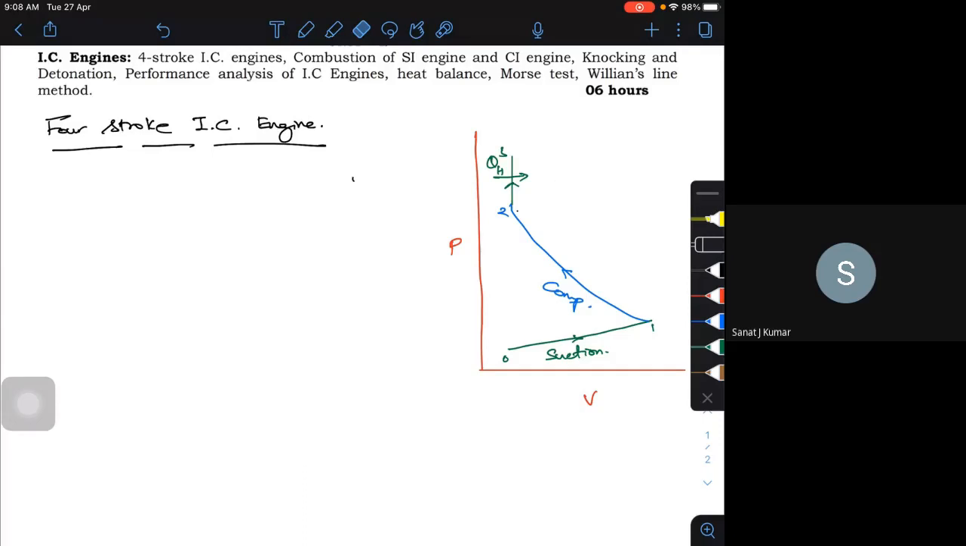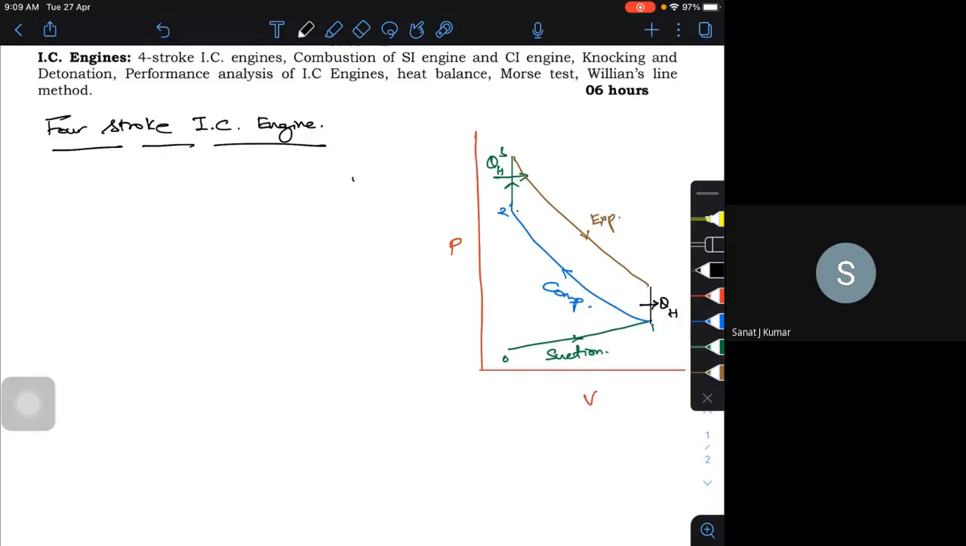Once you have this compression and heat addition process, I need to expand it. What will happen? The burnt gases will try to expand. So this is what has happened. This is purely an expansion process. Then I'm going to have what is called your heat rejection process.